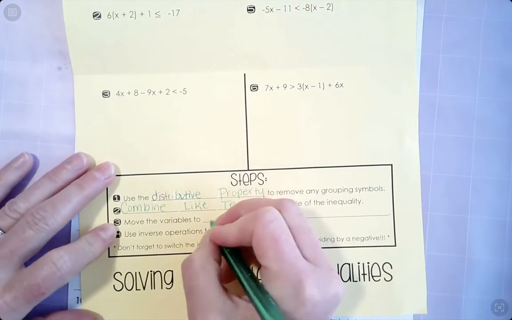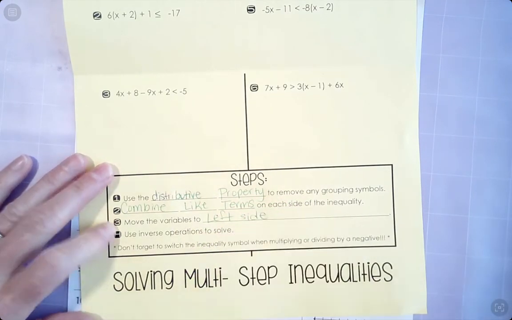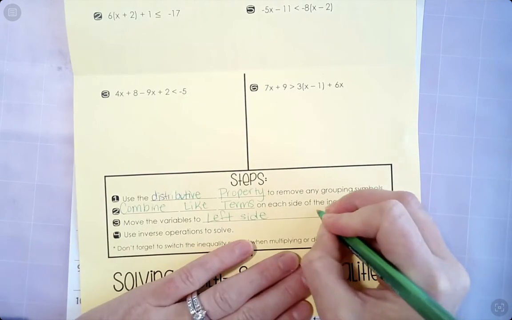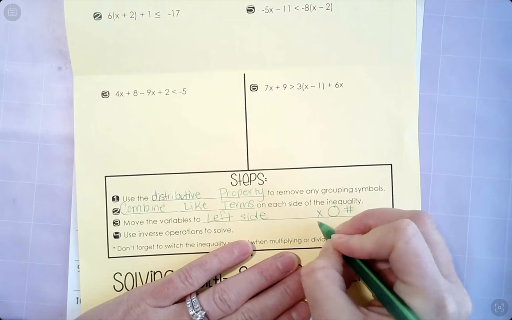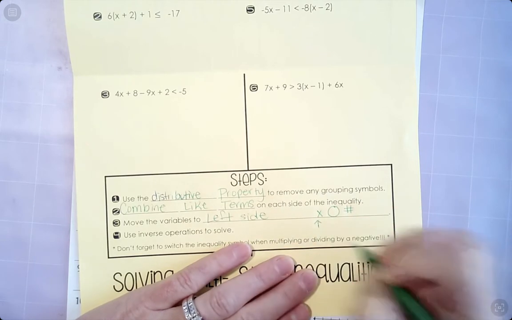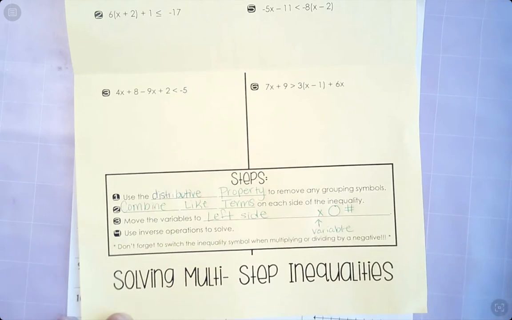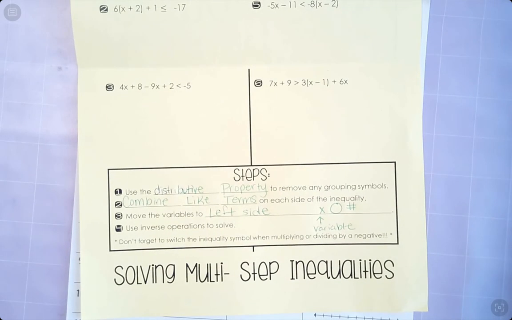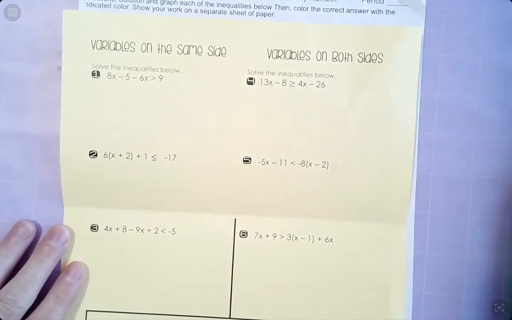Move variables to the left side. So we want it to be x is something, some number. You always want the variable on the left. And then step 4, use inverse operations to solve. Don't forget to switch the inequality symbol when multiplying or dividing by a negative. So let's look at whenever you have variables on the same side.